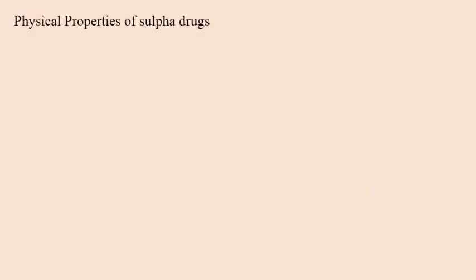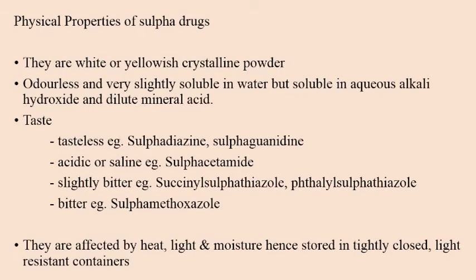Physical properties. Now we are listing all the physical properties of sulfa drugs which are used therapeutically. They are white or yellowish crystalline powders, odorless, very slightly soluble in water, soluble in alkali hydroxide and dilute mineral acid. There are various tastes: some are tasteless, some are acidic or saline, some are bitter and some are slightly bitter. They are affected by heat, light and moisture. Hence they are stored in tightly closed containers.